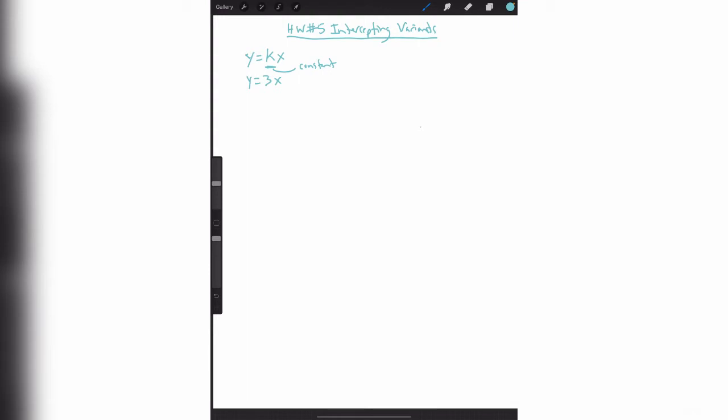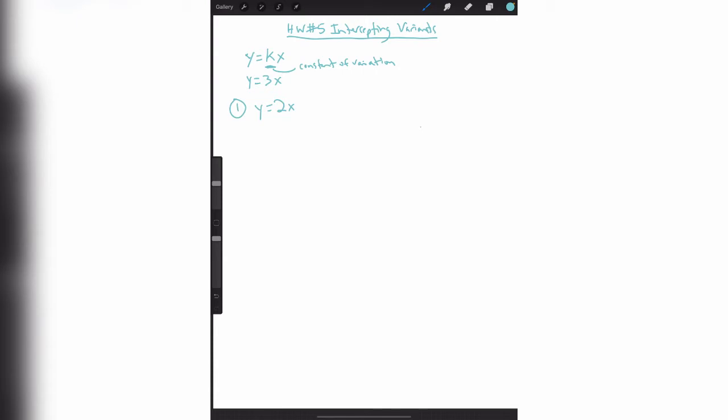So what we're going to do is continue this. Remember that k is our constant, also known as the constant of variation. So number one gives you y is equal to 2 times x. And it says, determine whether y varies directly with x. That's the first part. The second part says, if so, find the constant of variation. So let's go to the first part.